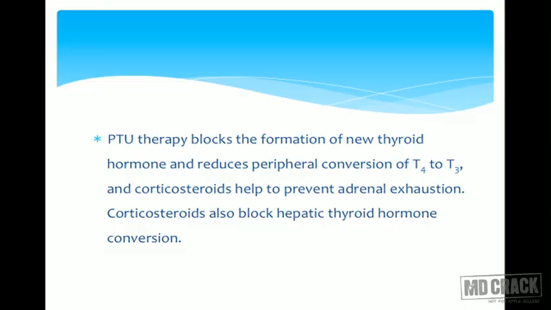Propylthiouracil therapy will block the formation of new thyroid hormone and reduce peripheral conversion of T4 to T3, and corticosteroids will help to prevent adrenal exhaustion. Corticosteroids also block hepatic thyroid hormone conversion.